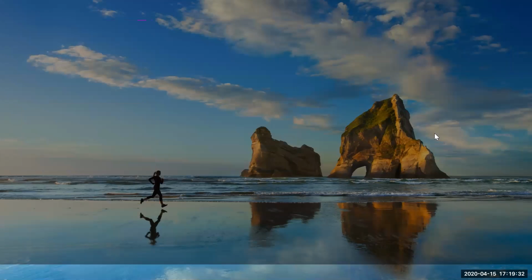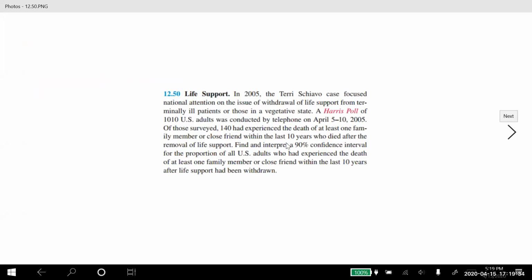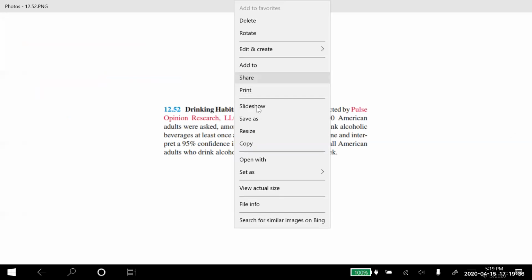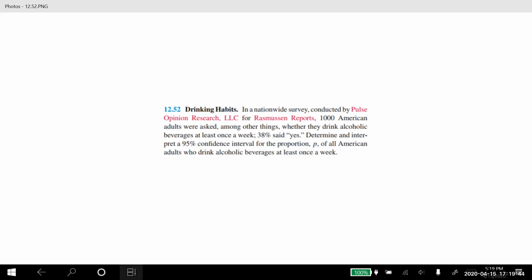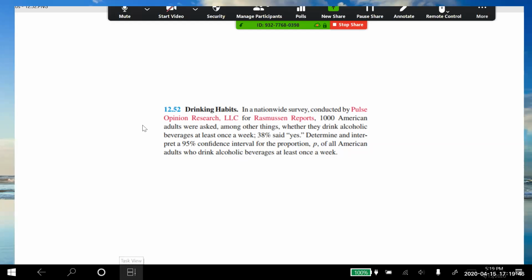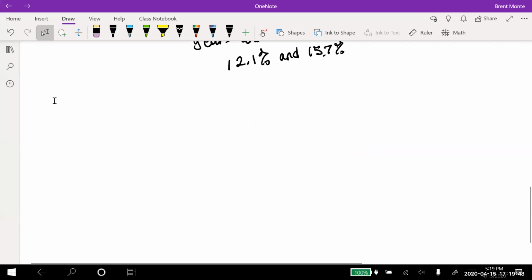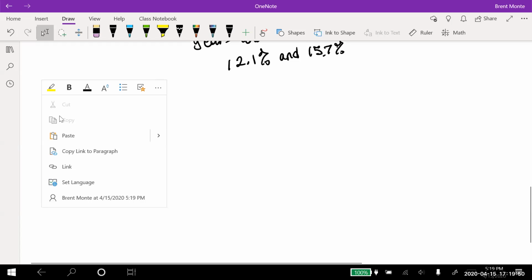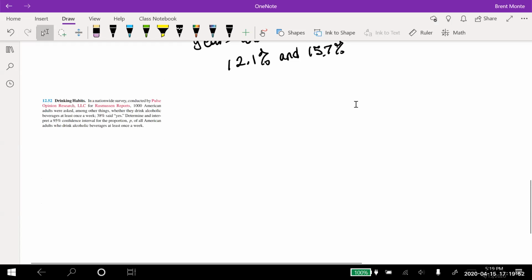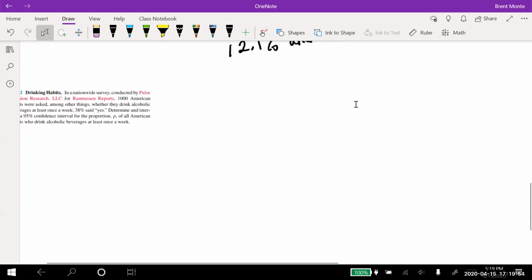And these problems are always kind of fun because you get to, how about that? We've got these in order. So let's see. Oh, I just want to copy. Copy. And then we'll go back to my worksheet and we'll paste it right here. That was easy enough. Drinking habits, let's make that a little bit bigger.